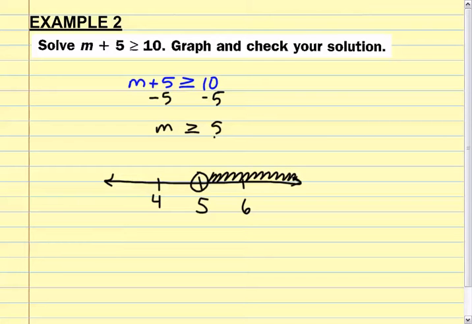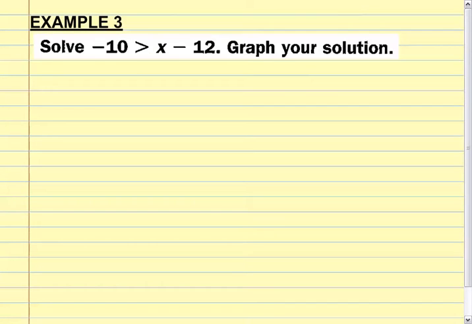No. Well, M can equal 5, so I have to shade in the circle too. I got to shade everything that the variable can be. It can be 5 and all this stuff over here. Any number. If I pick 6, 6 plus 5 is 11, and that's greater than or equal to 10. If I pick 6 trillion, 6 trillion 5 is greater than or equal to 10. Anything in that direction solves that inequality. That's awesome. Let's look at the next one.